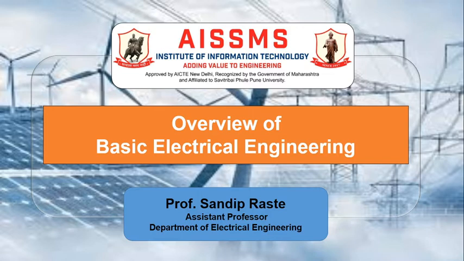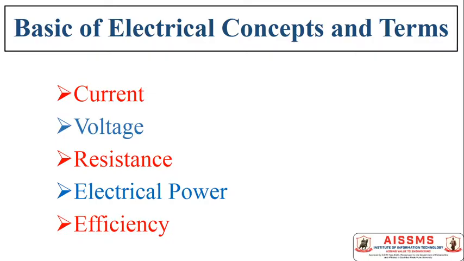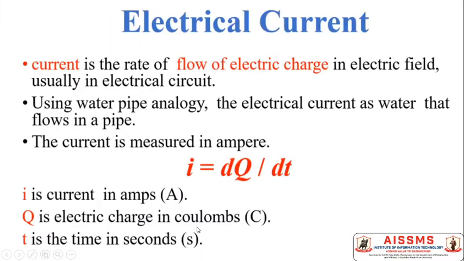I will give a brief overview of basic electrical engineering. Basic electrical concepts and terms involve electrical current, electrical voltage, electrical resistance, electrical power, and power efficiency. Let's see the first point, electrical current.